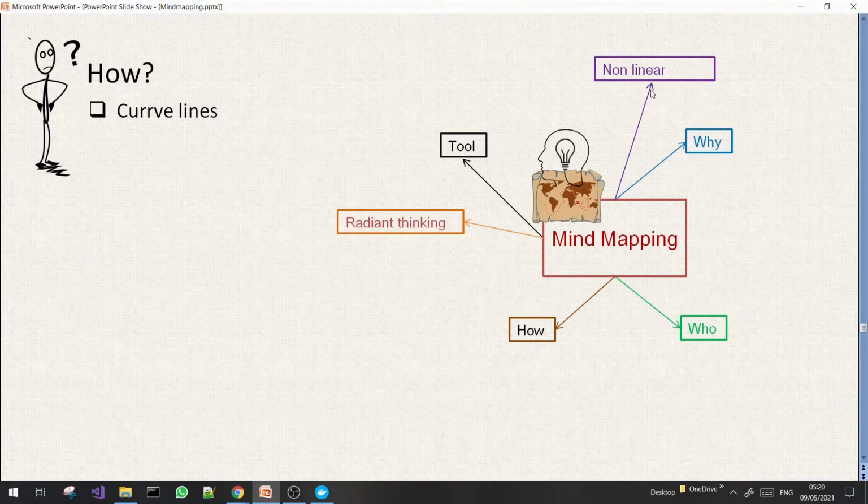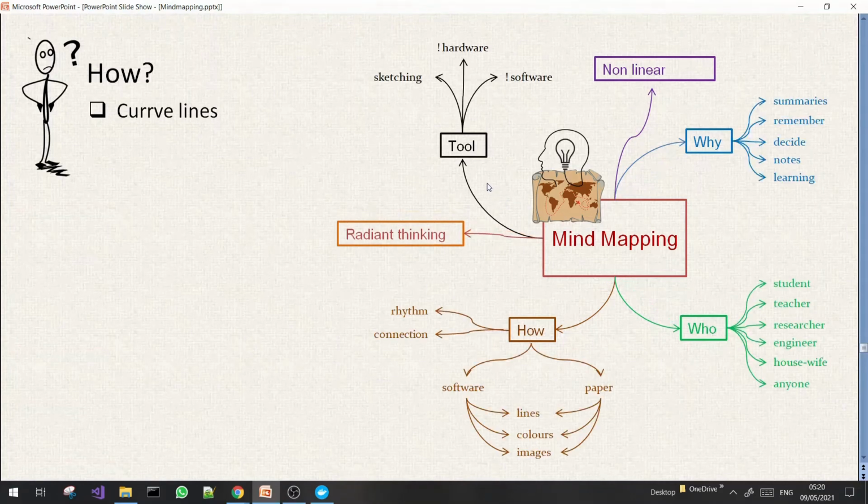Curve lines. Many authors say straight lines are boring, so we should use curve lines. Honestly speaking, I don't feel that straight lines are boring. Yes, curved lines are more interesting, so we should use curved lines to make mind mapping more and more interesting.